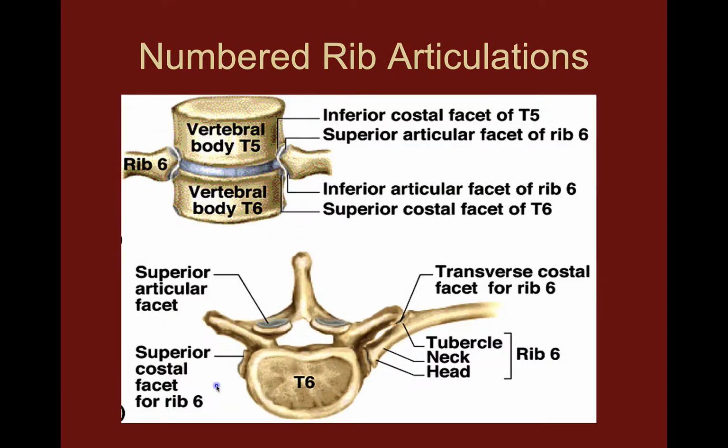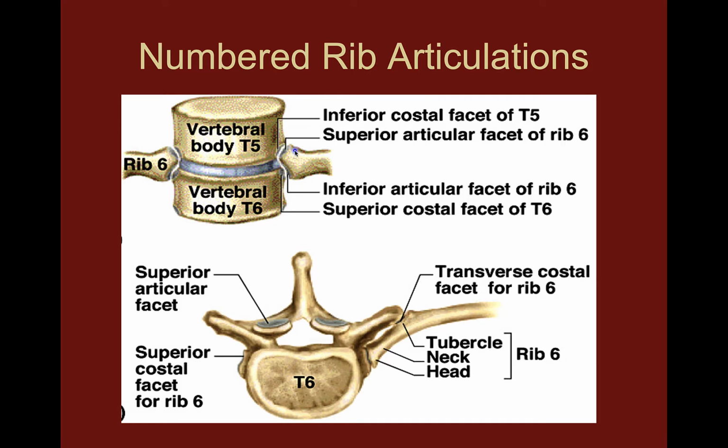But of course, this is where it gets somewhat complex. And so you'll want to practice this at home and in labs. So let's start here with our T5 and T6 vertebrae that are articulating here with our intervertebral disc. So now what we can see is we have rib 6, and rib 6 is actually connected between T5 and T6.